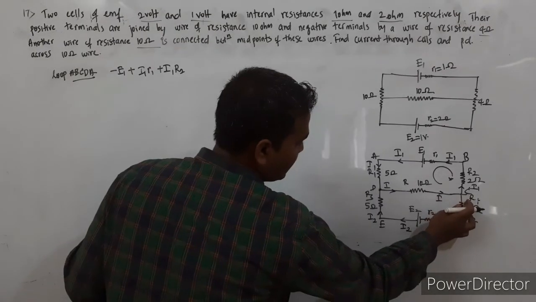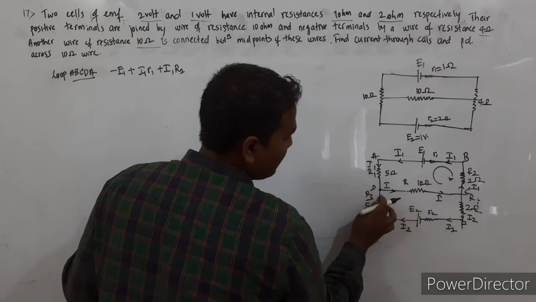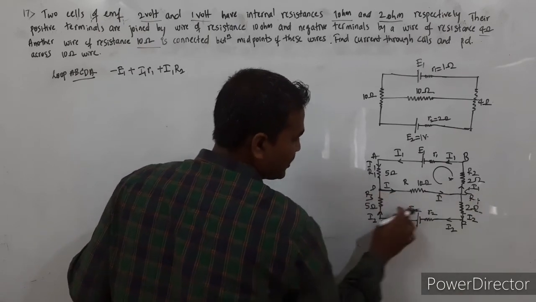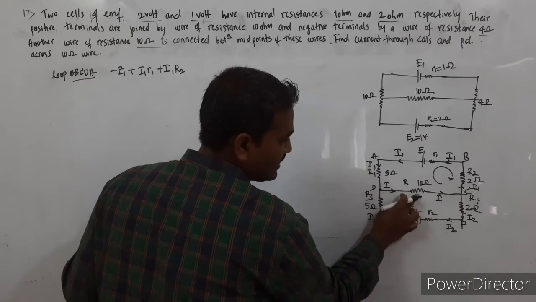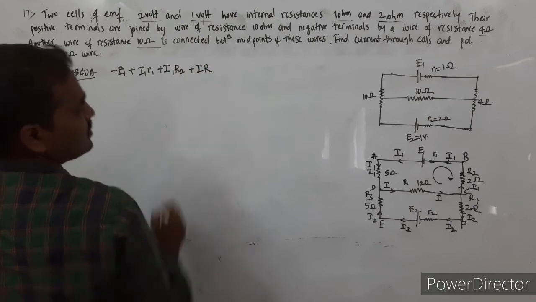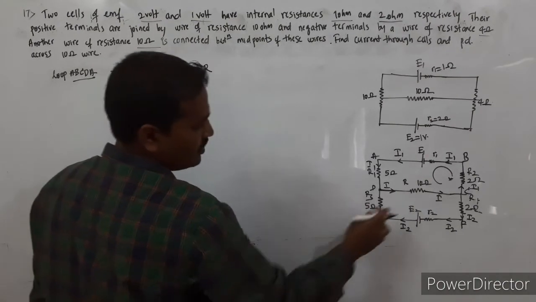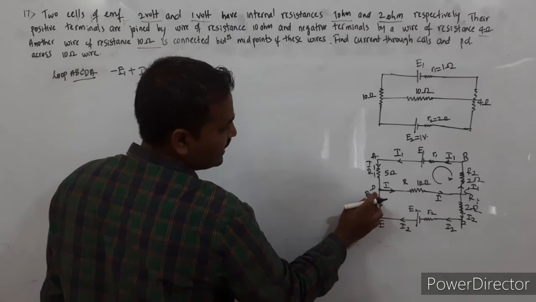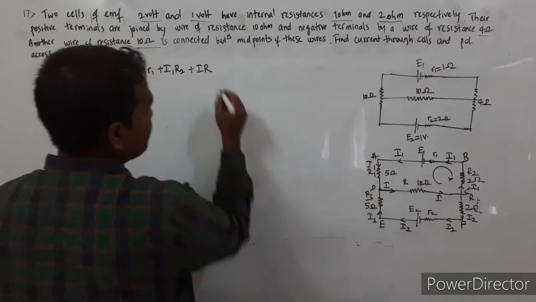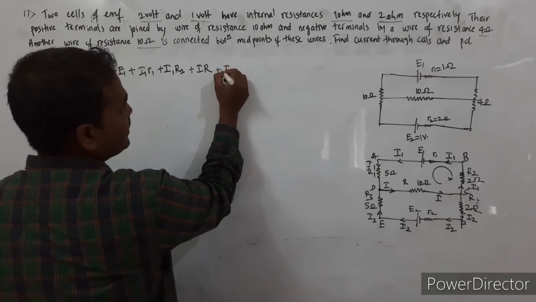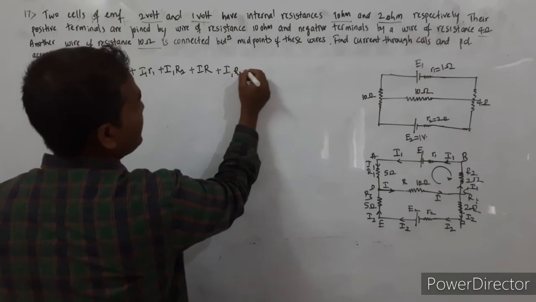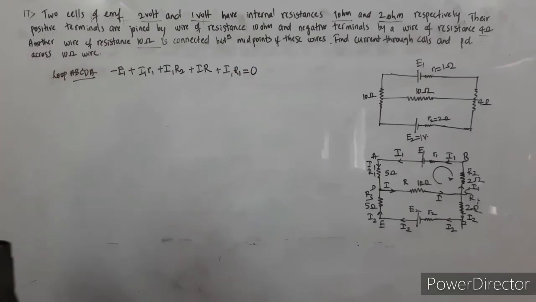Then let us move from C to D. When moving from C to D, the current is capital I, again coming in the opposite direction. The resistance is capital R. So the potential drop is again plus, that is plus I into R. Then move from D to A. The current is coming in the opposite direction, so that potential drop is again positive. That potential drop is I1 into R1, and the sum is equal to 0.